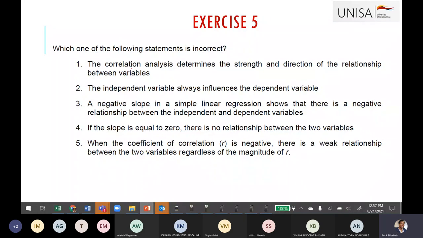So option one says the correlation determines the strength and the relationship. Is that correct? The independent variable always influences the dependent variable. Yes, that's correct, because your dependent depends on the independent variable. A negative slope in a linear regression shows that there is a negative relationship. If the slope is negative, it means the relationship is negative. So we look at the change in the values. So that is correct.